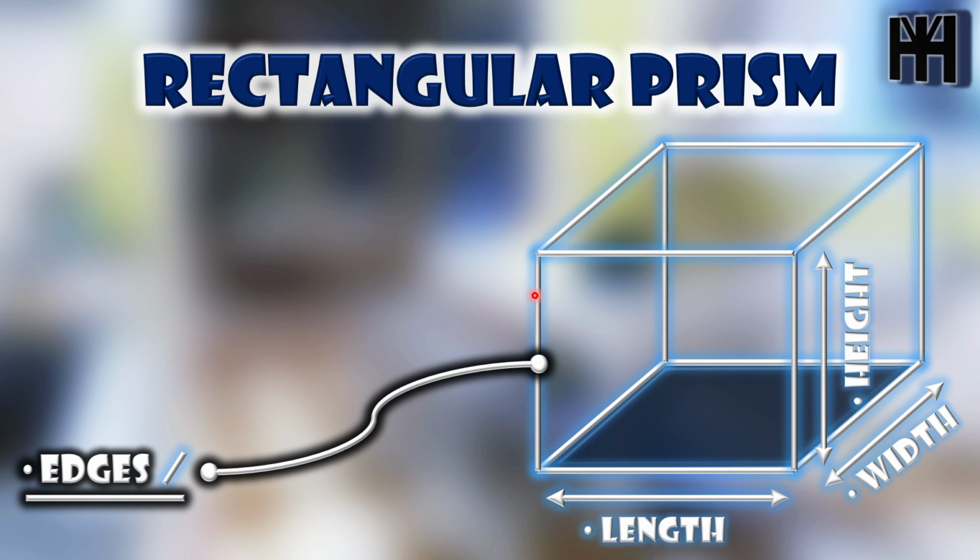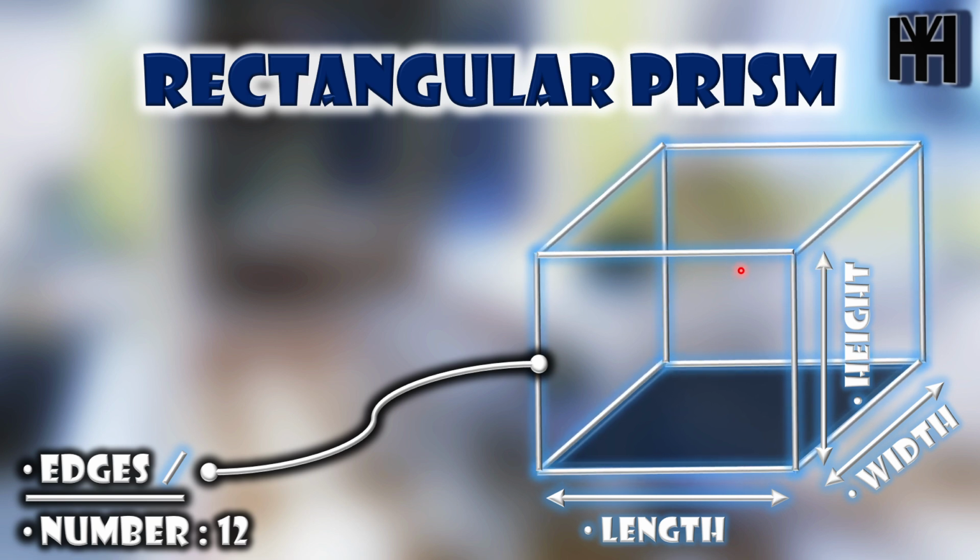Let's count them. They will glow blue now. 1, 2, 3, 4, and the bottom ones 5, 6, 7, 8, and the top ones 9, 10, 11, 12. So totally they are 12. So we have 12 edges in the rectangular prism. Okay, but the edges alone, you see, they will wobble and fall at the end. So we need to bind them together with something.